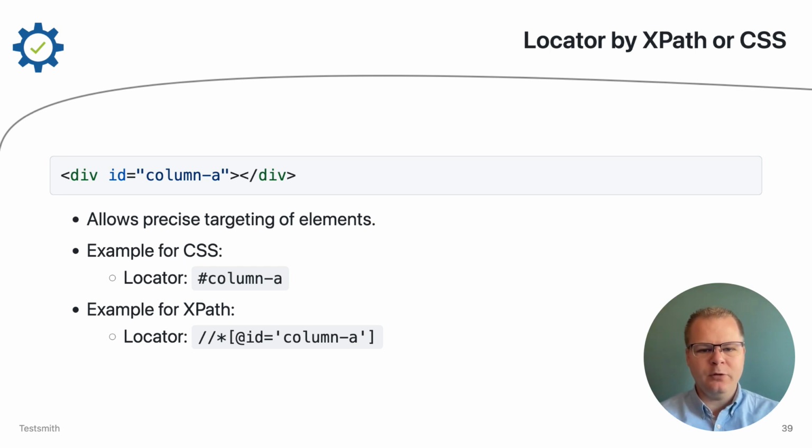More advanced locators include XPath and CSS selectors. These allow precise targeting of elements based on their position or attributes. For example, using CSS, #column-A. Or with XPath, //*[@id='column-A']. These methods are powerful when you need to target specific elements within a complex DOM structure.